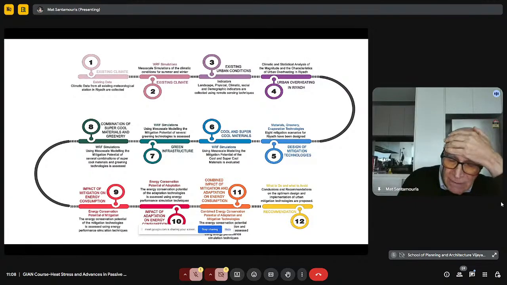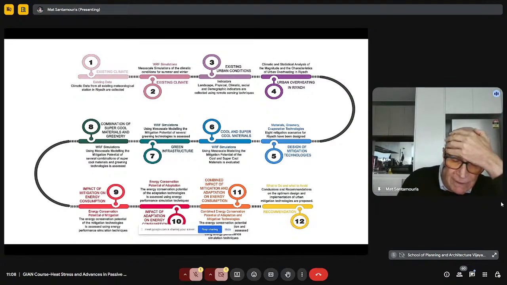And once the characteristics of the materials were selected, we performed mesoscale simulations and we have calculated the mitigation potential of these materials, the spatial distribution of the cooling potential, and the temporal distribution of the mitigation potential for the whole year.